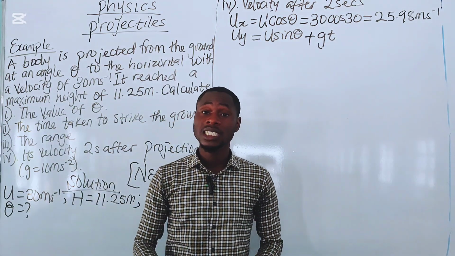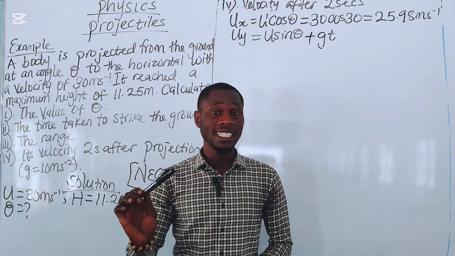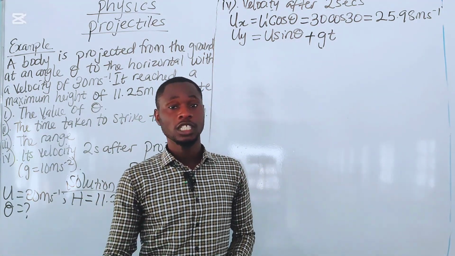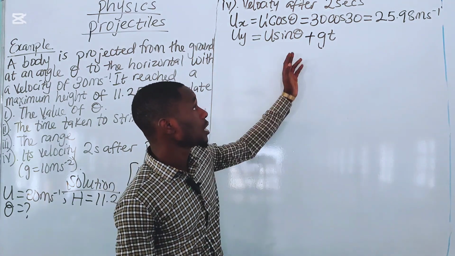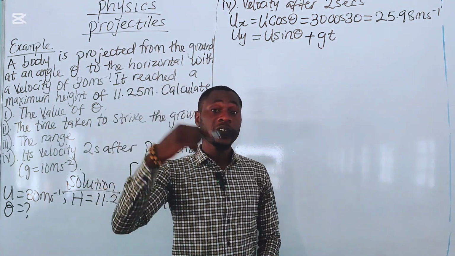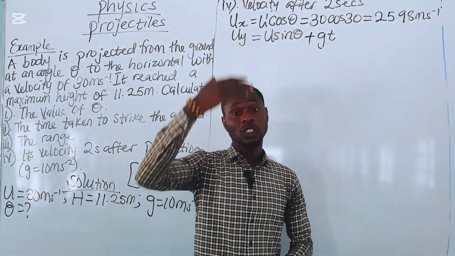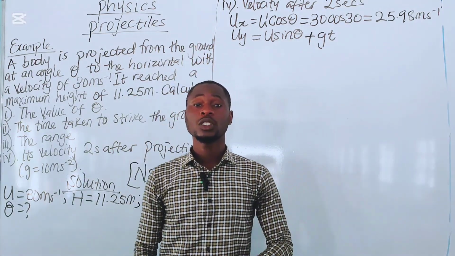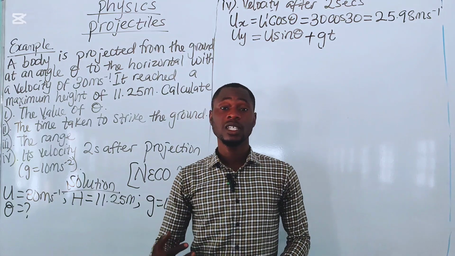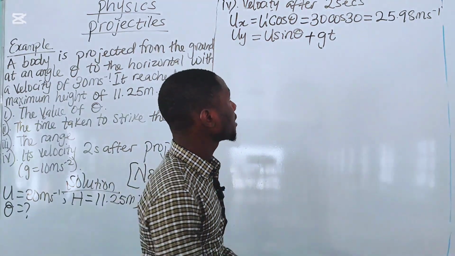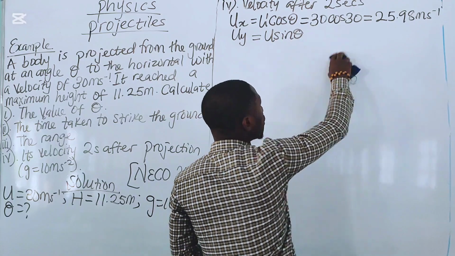But once the projectile has spent a time t in air, the vertical component does not remain the same. It is reduced by a factor of minus gt, or it will increase by a factor of plus gt, depending on whether it is an upward motion or a downward motion, as governed by gravity.